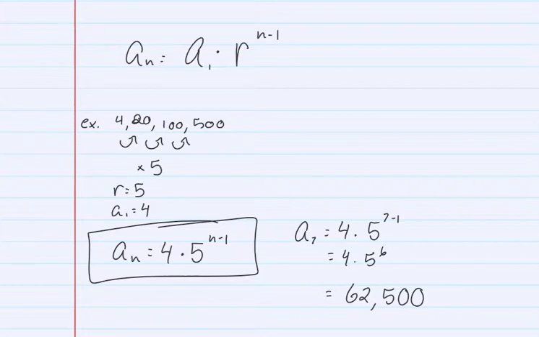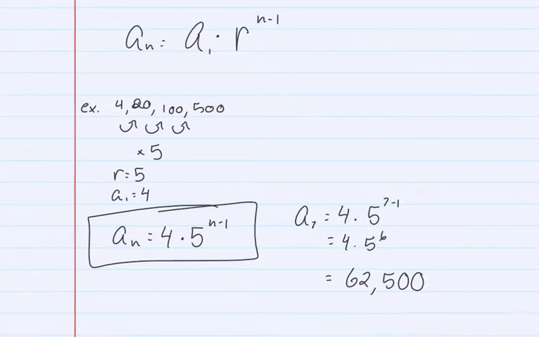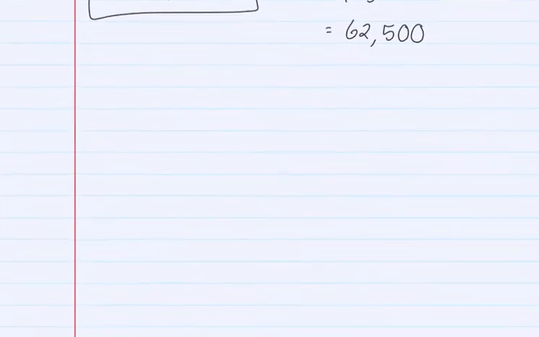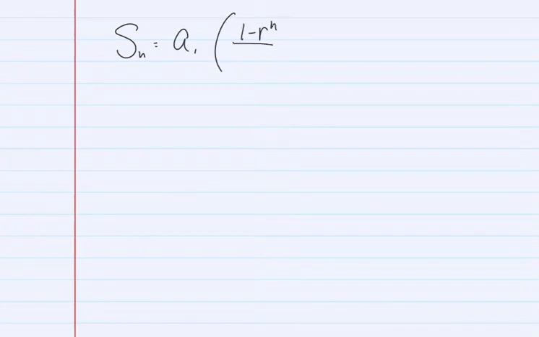I want to get to the sum of a finite geometric sequence, which means it does end. There will be a certain number of terms. So here is the formula for that. S sub n equals a sub 1 times 1 minus r to the n over 1 minus r. Alright, so let's look at an example of this.